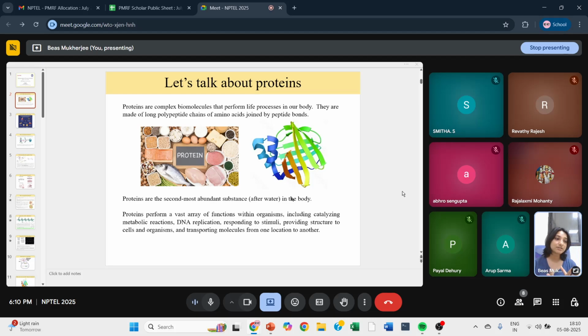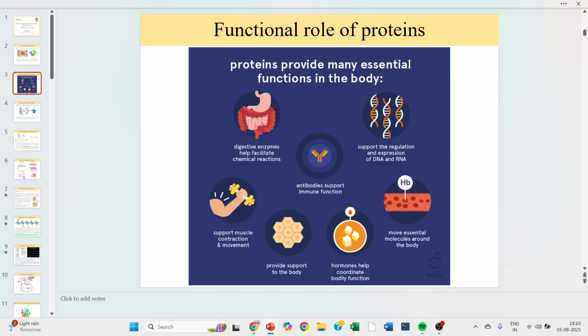Proteins perform a vast number of different types of functions, and you of course know them. Most of the hormones in our body are proteins. Enzymes are all proteins. The basic components of the cell are made up of proteins. DNA replication, response to stimuli, catalysis of metabolic reactions, providing structure to cells and organisms, transport, everything is done by proteins. So in the next slide we see that proteins are very, very important in our body.